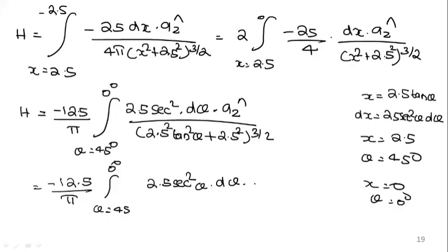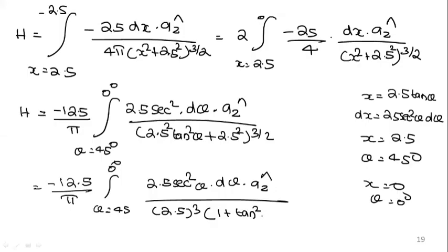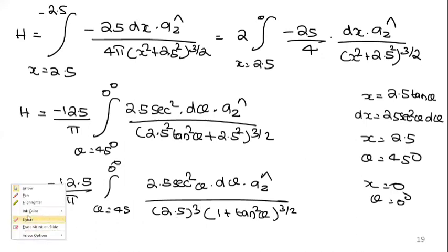Theta, d theta, az divided by 2.5 the whole cube, 1 plus tan square theta. You see how we brought in 1 plus tan square theta. Now you might understand why we brought it in, because 1 plus tan square theta is sec square theta. Again we will substitute, H is equal to 12.5, and this 2.5 also we will bring outside. I think it's 2.5 square only here.